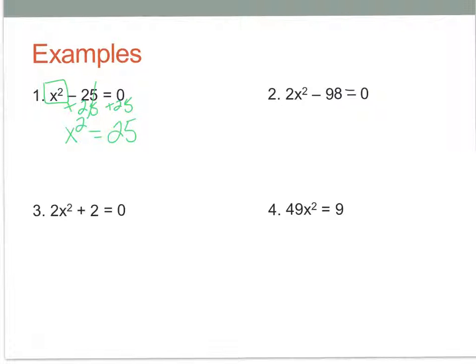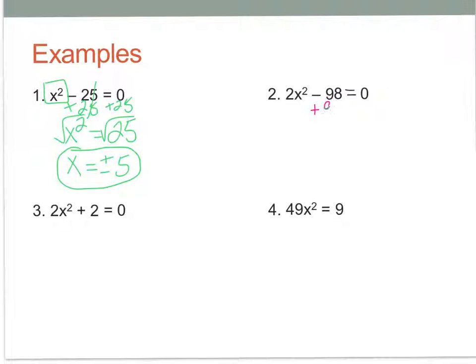The inverse of squaring something is taking the square root. The square root of x squared is just x. Now the square root of 25 is 5, but it could be positive 5 or negative 5. And that's how we get our two solutions. So if I were to graph y equals x squared minus 25, my parabola would intercept the x-axis at 5 and negative 5.